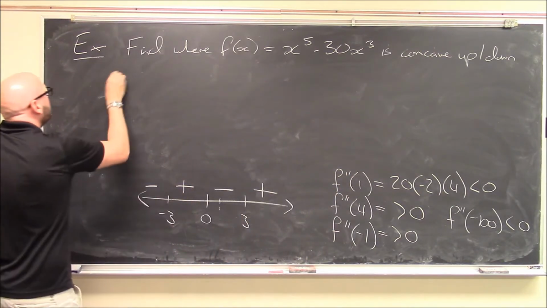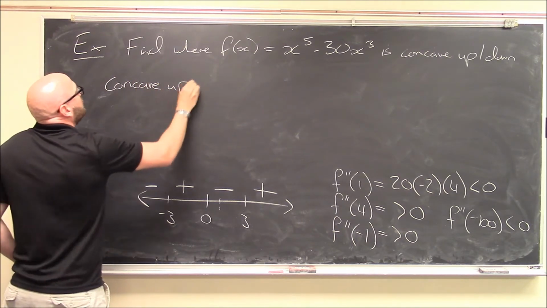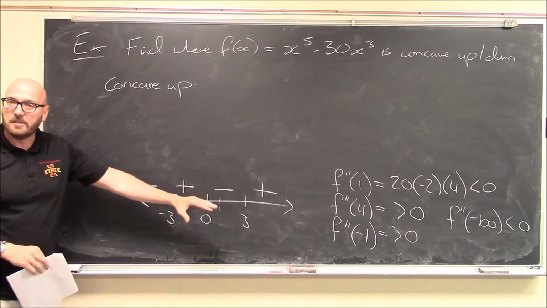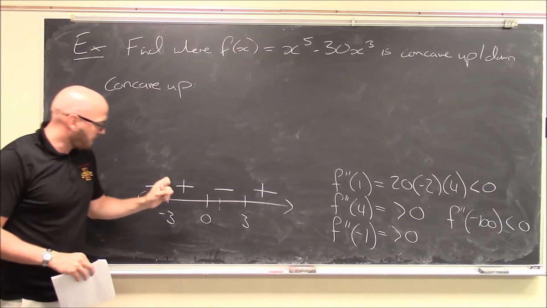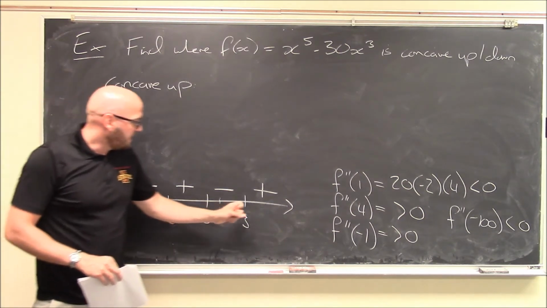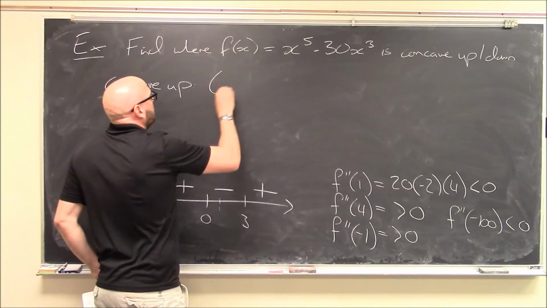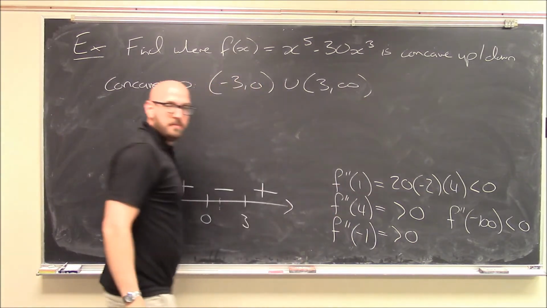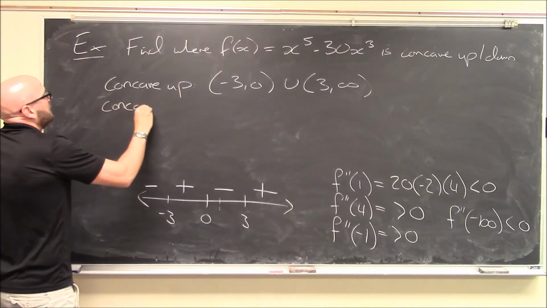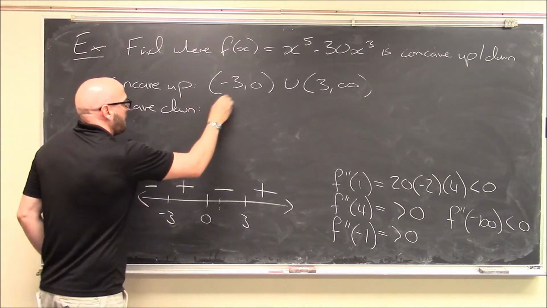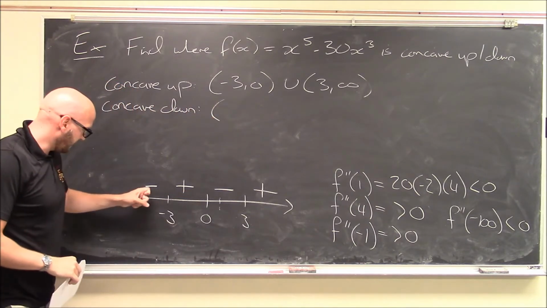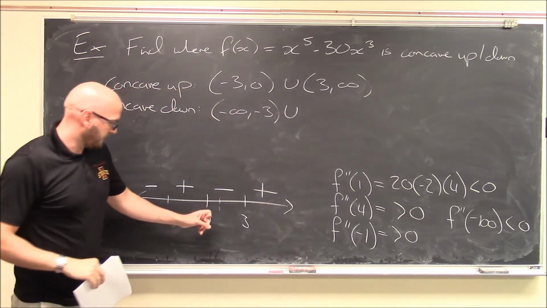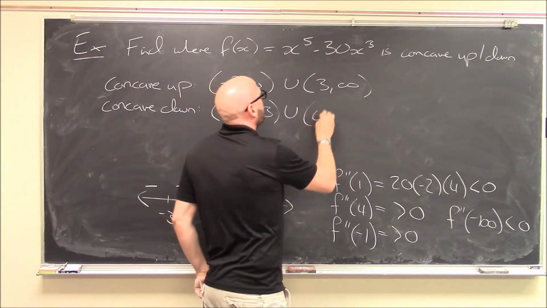Alright, so where's it concave up? Well, our subintervals here tell us exactly where it's concave up. The second derivative is positive from -3 to 0, so it's concave up there, and positive from 3 to infinity, so it's concave up there. So it's concave up from -3 to 0, and 3 to infinity. And it's concave down from, the second derivative is negative from -infinity to -3. And it's also negative from 0 to 3. So it's concave down from 0 to 3.